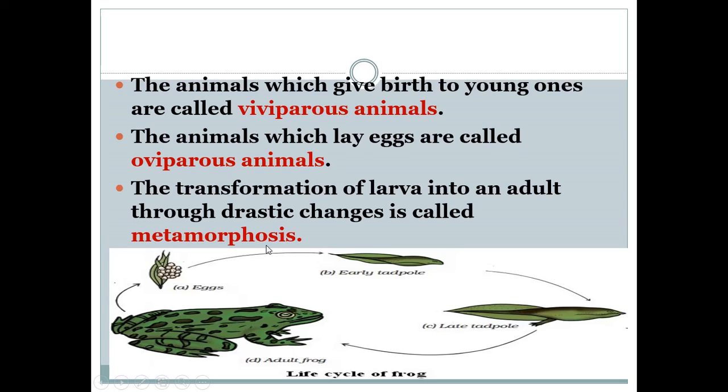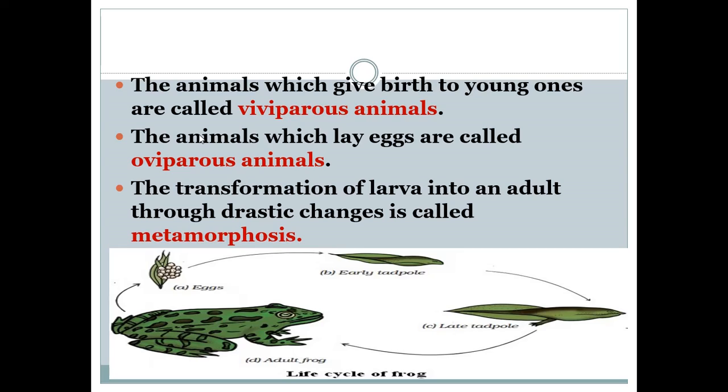So this is about the difference. When there is a new young one in some animals, the young one may look very different from the adult, and after certain stages it develops into an adult. The transformation of larva into an adult through drastic changes is called metamorphosis.